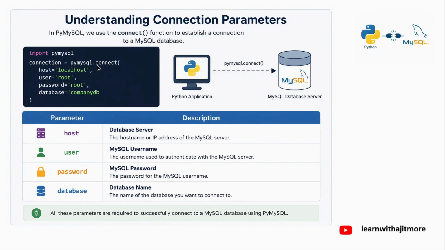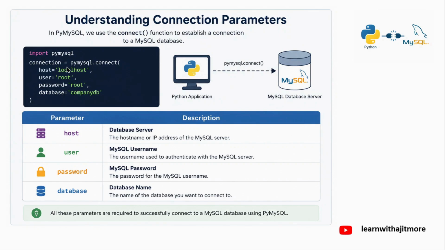This connect method will take all the parameters, and based on that, the connection is established. If successful, you'll get a connection object. Using the connection object, you have to acquire the cursor object. Using the cursor object, you will submit the query and get the result. Get it? So what all parameters are there?